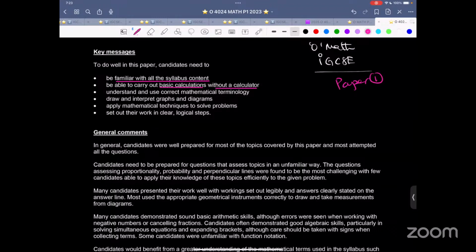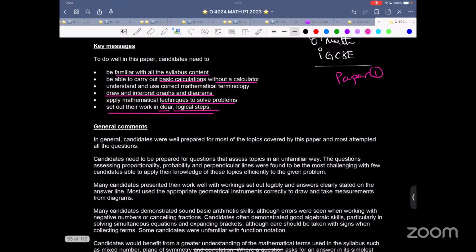And then understand and use correct mathematical terminology, draw and interpret graphs and diagrams, apply mathematical techniques to solve problems, set out work in clear logical steps. That is the most important thing. That is clear logical steps.